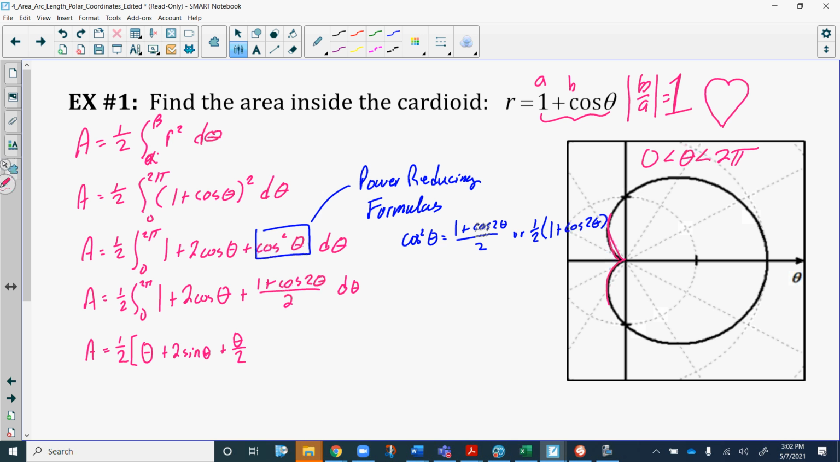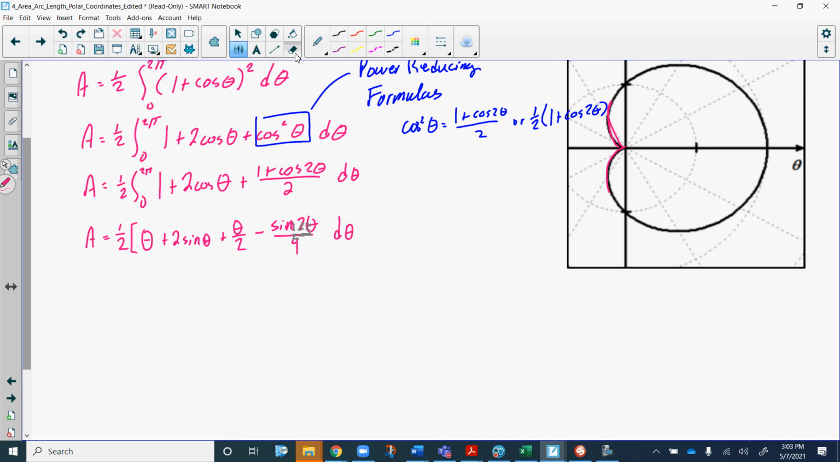And the cosine of 2 theta over 2 is going to be a negative sine of 2 theta over 4. Nope, not d theta. I'm not doing integration anymore, or I'm not writing the definite integral anymore. I'm doing the antiderivative. So we're going from 0 to 2 pi.